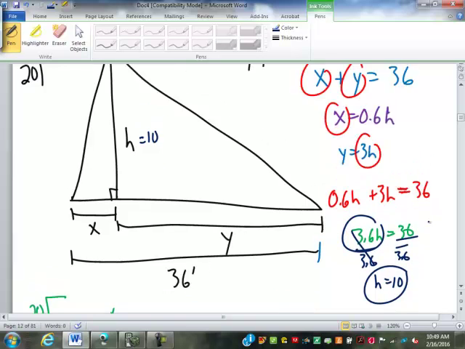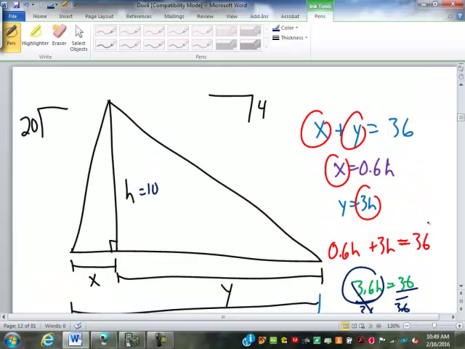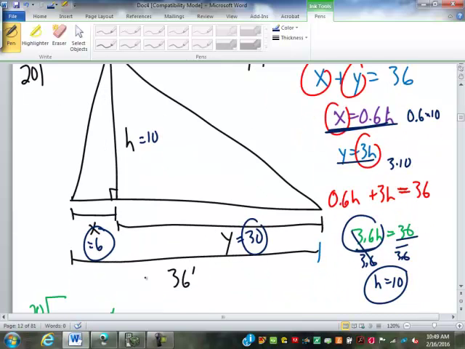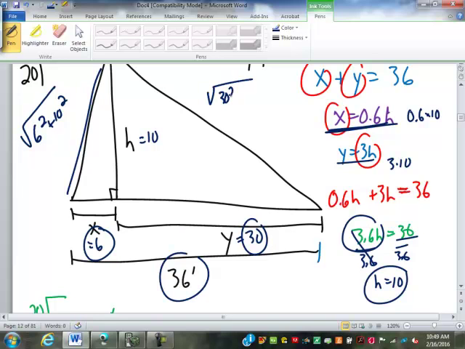Now that we have h equals 10, Kyle, to find out x, it is 0.6 times h. What is 0.6 times 10? Say 6. Y is 3 times h. What's 3 times 10? 30. Does that add up to our total span? Yes, it does. Now, of course, I'm assuming you can find J1 as being the square root of 6 squared plus 10 squared, and J2 as being the square root of 30 squared plus 10 squared, correct? Good deal.